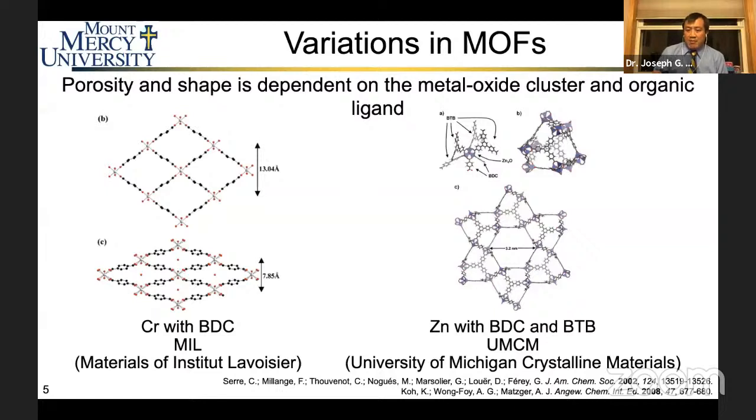Another MOF that I'm going to be talking about later on is this UMCM from Michigan. There's a group in Michigan that started this, taking the same type of ion, zinc, and the BDC, which is the benzene dicarboxylate. If we add an additional ligand, BTB, which is a tribenzoate, then we can have a much more porous material than before. These are just three small examples of these types of MOFs.